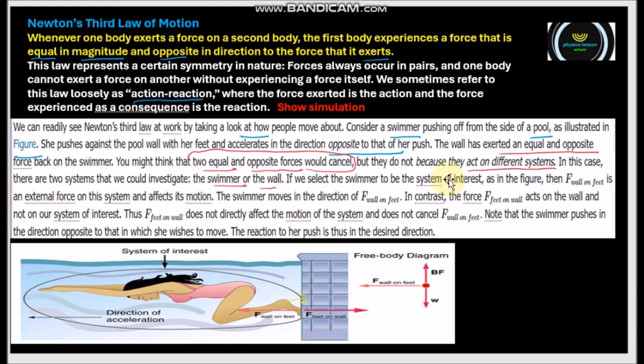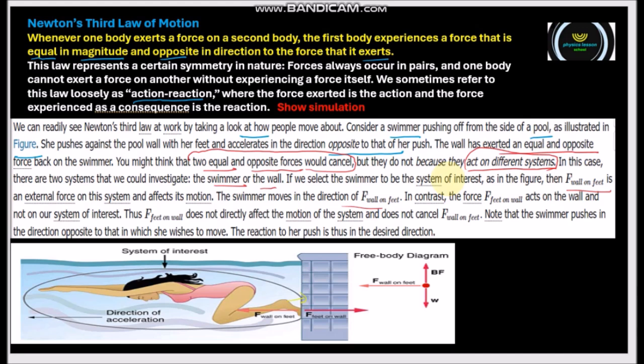They do not cancel because they act on different systems. Don't forget this one. In this case there are two systems that we could investigate, the swimmer and the wall. If we select the swimmer to be the system of interest, as shown in the figure, then the force on the wall is an external force and does not affect the swimmer's motion.